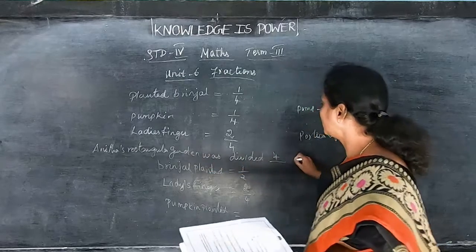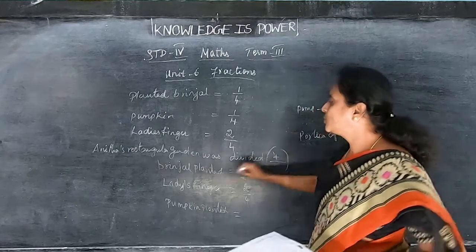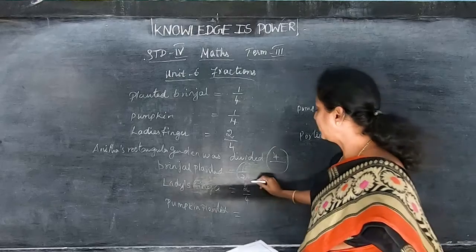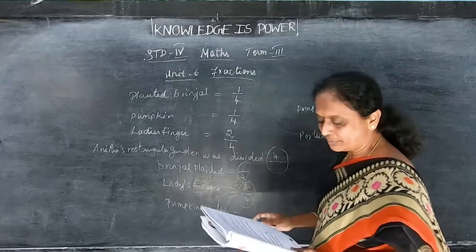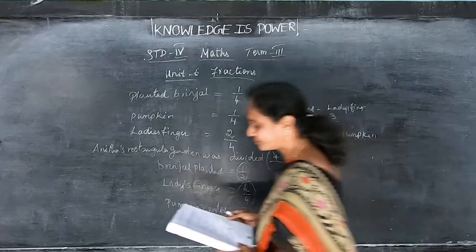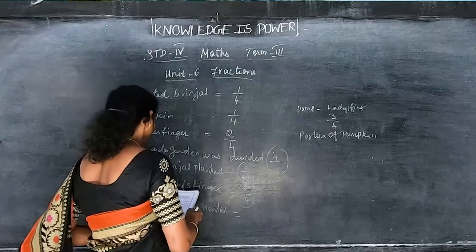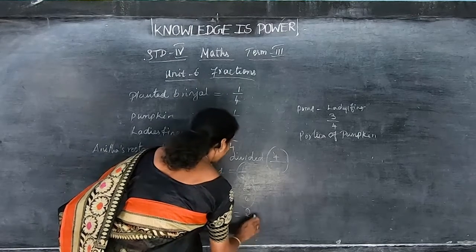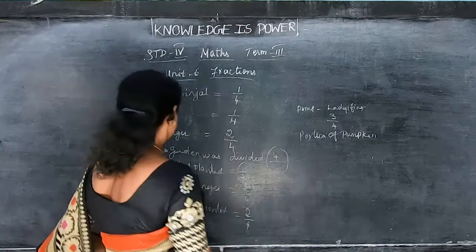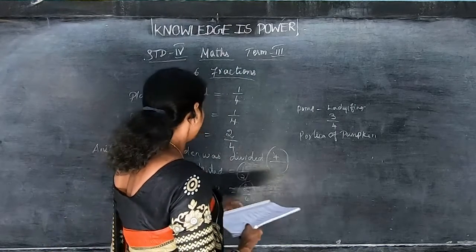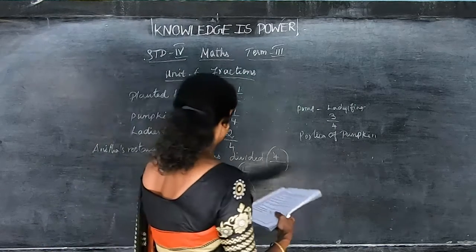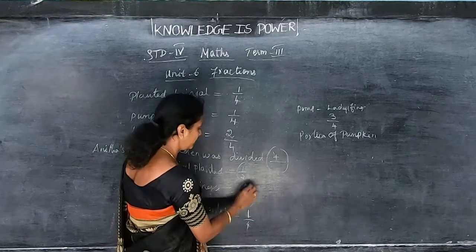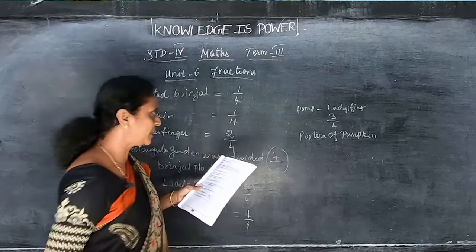So the rectangular garden was divided into 4 parts. So how much brinjal is planted? 1 by 4. And the lady's finger part is 2 by 4. And pumpkin is planted in the remaining part. Okay, so the lady's finger is 2 by 4 and the pumpkin is 1 by 4. Totally, if you add these, 1, 2, 3, 4, the total parts are 4.